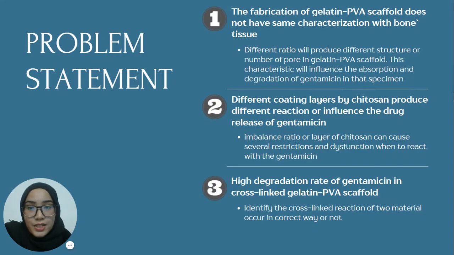Next, the problem statement in this study is the fabrication of gelatin-PVA scaffold that has the same characteristics as bone tissue. Different ratios will produce different structures and numbers of pores in the gelatin-PVA scaffold. Second, different coating layers of chitosan produce different reactions in the drug release of gentamicin. An imbalanced ratio or layer of chitosan can cause restriction or affect diffusion when reacting with the gentamicin. Third, high degradation rate of gentamicin in cross-linked gelatin-PVA scaffold. We need to identify whether the cross-link reaction of the two materials occurs in the correct way or not.